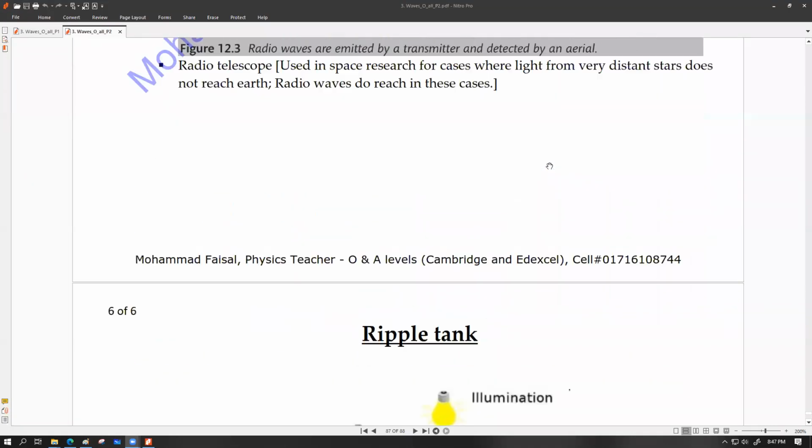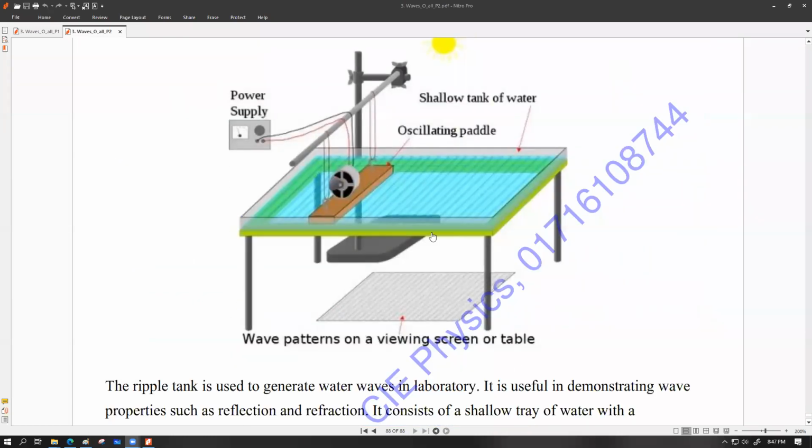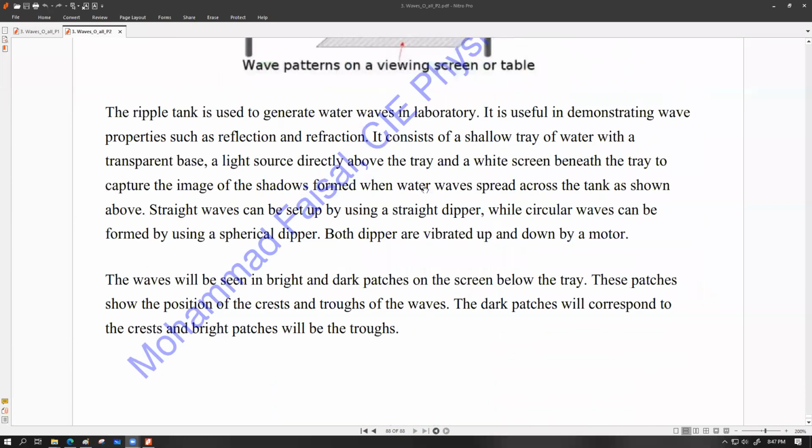Any question about the radio wave? You should say no. There is a figure here in the ripple tank section, which you already know. There is a small bit of description over here. I need all of you to read the description and ask me questions if you have any about the description part.